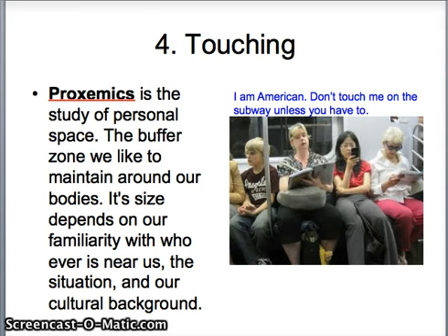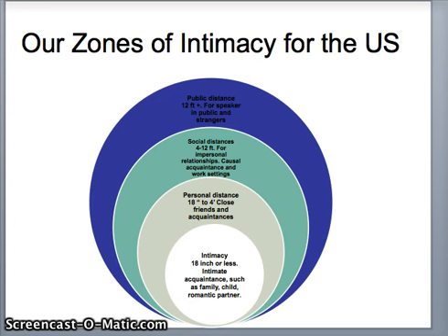Proxemics is the study of personal space, the buffer or the zone we like to maintain around us in order to be comfortable. And that zone has to do with relationships. We like certain people, certain distances from us, and we don't like other people coming into certain zones. For instance, intimacy is reserved for people who are family or children or romantic partners, and that's from our body and 18 inches out. We often like only very close others in that zone. Personal distance is 18 inches to 4 feet, and we reserve that for friends and acquaintances.